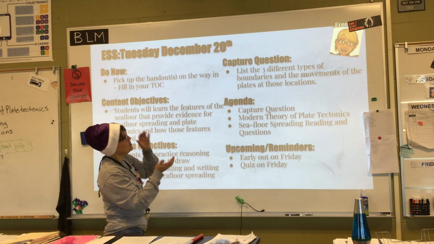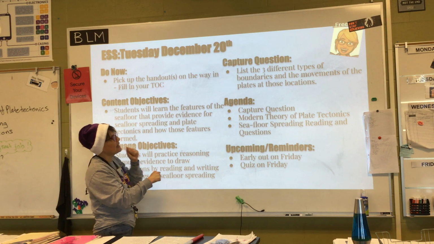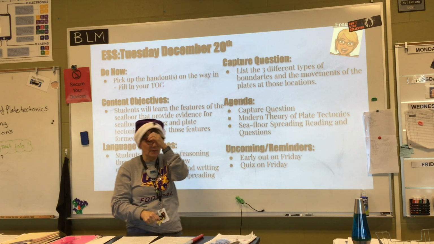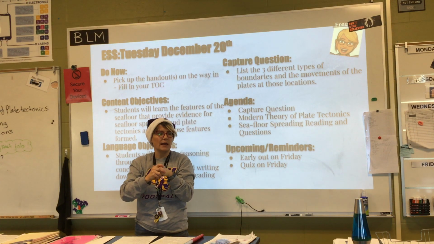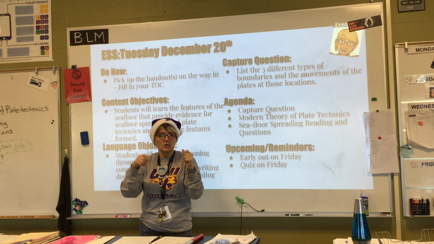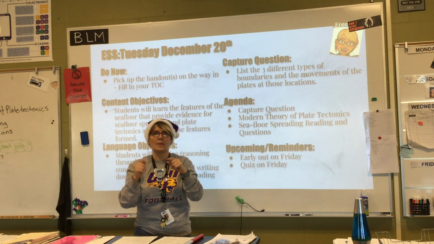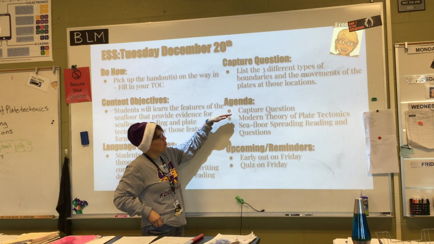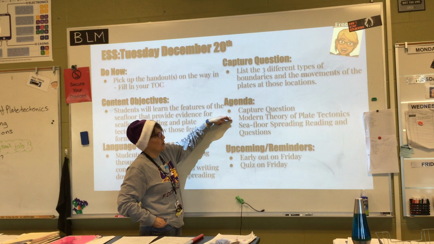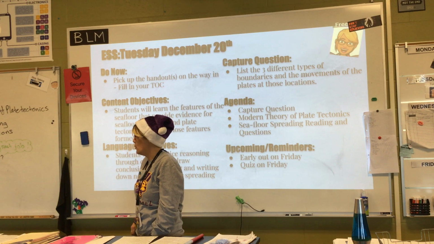Today, your capture question says list the 3 different types of boundaries and the movements of the plates at those locations. I think this is going to be an easy thing. There are 3 different types of boundaries that we looked at yesterday on the maps. So if you could get that out, that would be great. And then just draw some arrows as far as the movements, and we'll go over that. We're going to do our capture question. Then we're going to do a little review of the modern theory of plate tectonics, and then we're going to look at some seafloor spreading reading and some questions.